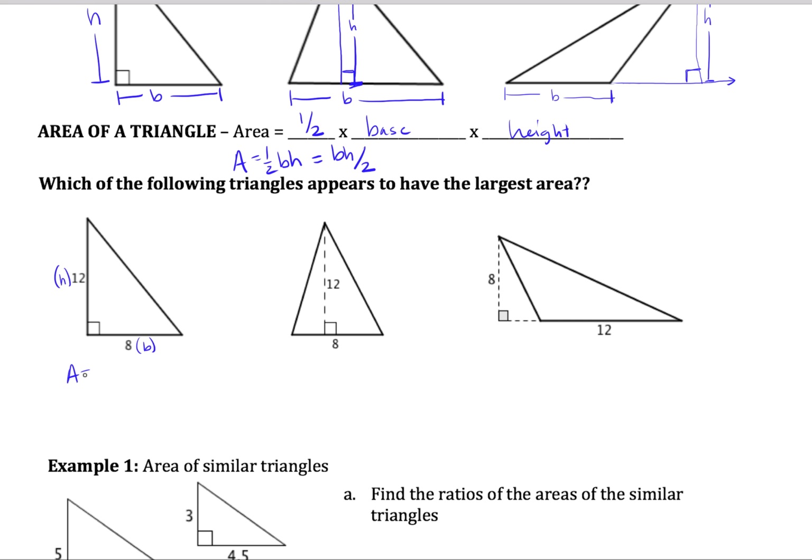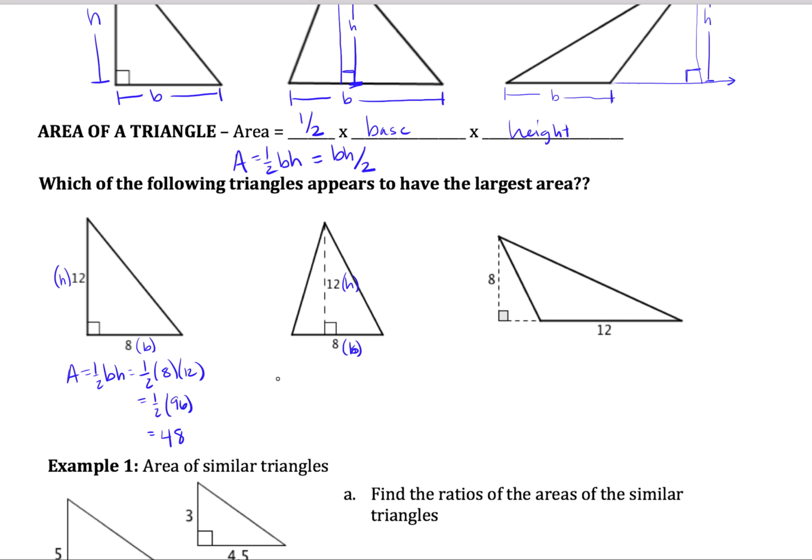So if we're using A equals 1/2 base times height for this triangle, we're looking at 1/2 of 8 times 12, which would be 1/2 of 8 times 12 is 96, and half of 96 would be 48. So this triangle's area is 48. This acute triangle also has a height of 12 and a base of 8. So you might be able to guess, well, this should be the same area, right?